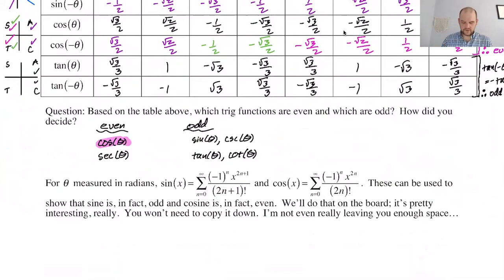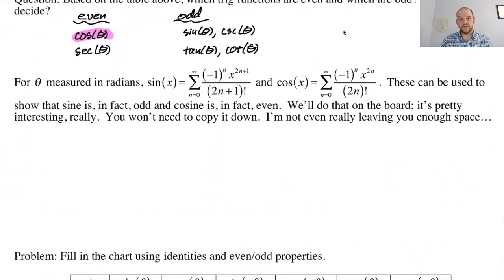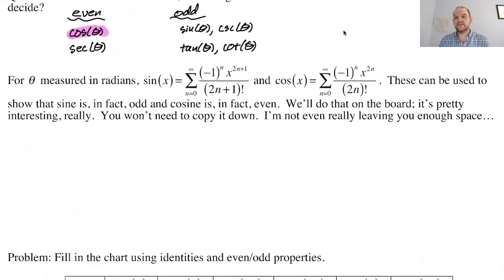So what I want to do now is show you something that is incredible, in my opinion. The first time I ever saw this, it totally blew my mind. I didn't even know what to do with myself. So here I am claiming that this is only true if theta is measured in radians. If theta is measured in radians, then sine, well, no, there's an x. It should probably be theta.